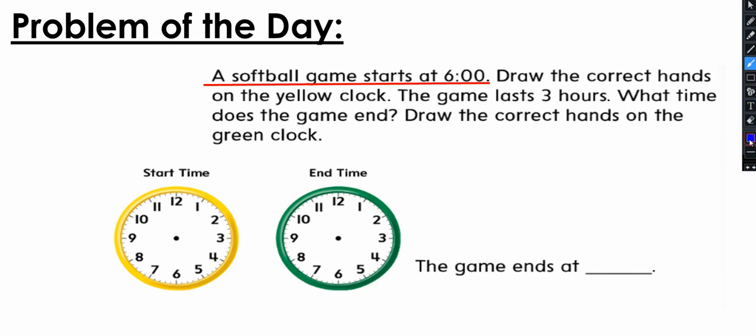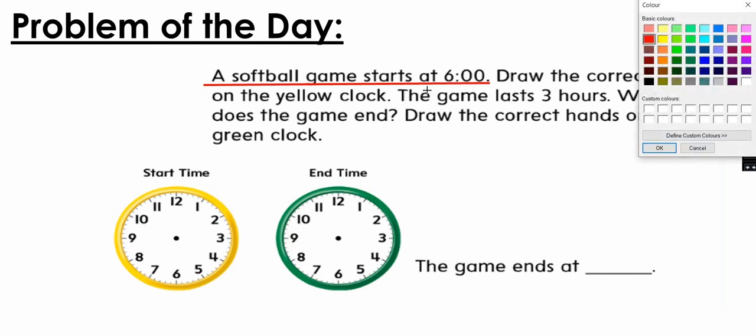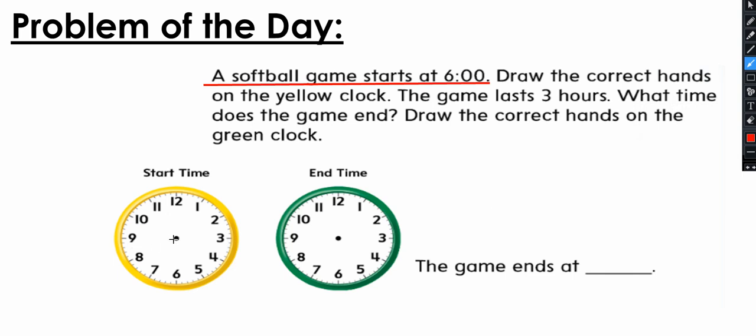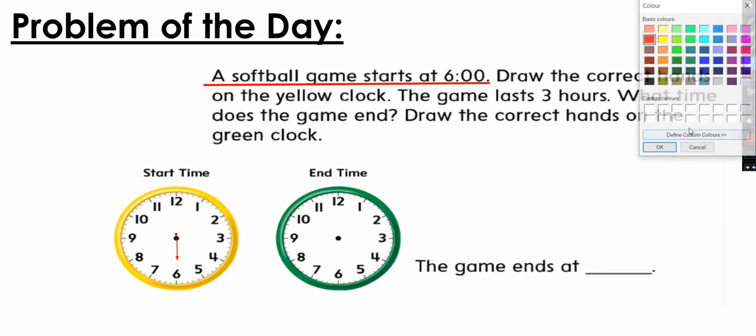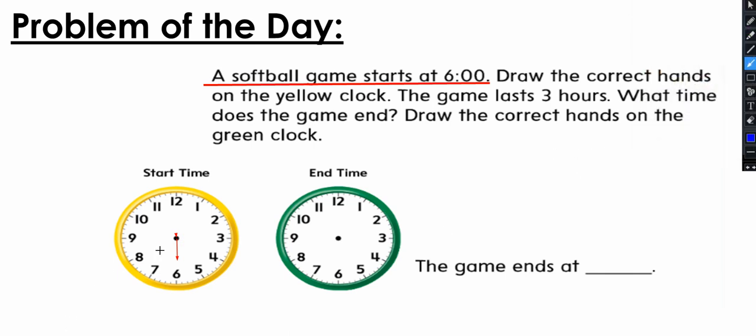Now, let's use red for the hour hand. The hour hand is 6, and the hour hand is short. And then it has to show a clock. The minute hand has to show a clock. Where should it go? It should go on the, yes, it should go on the 12. So this is showing 6 o'clock.